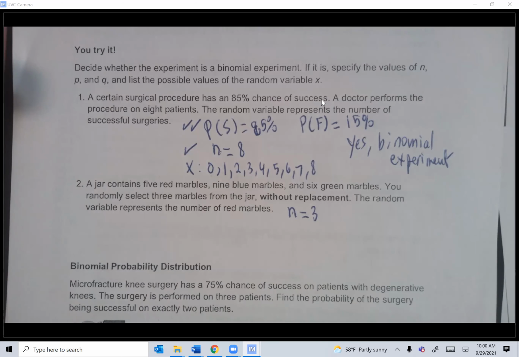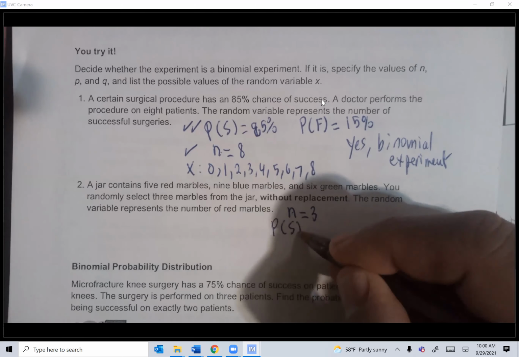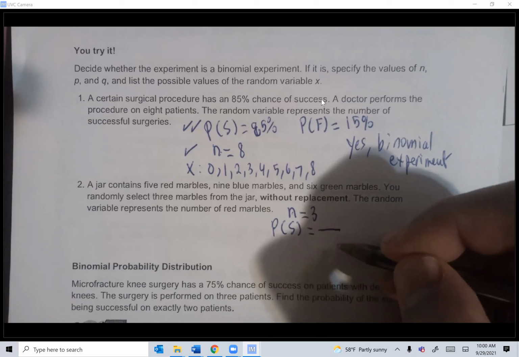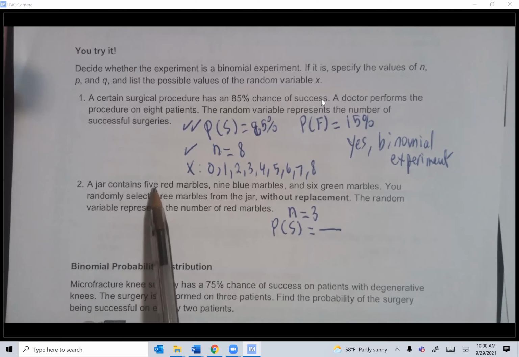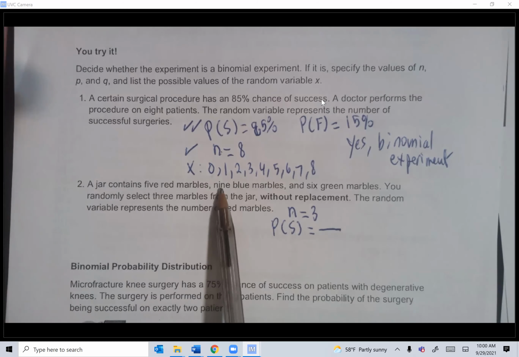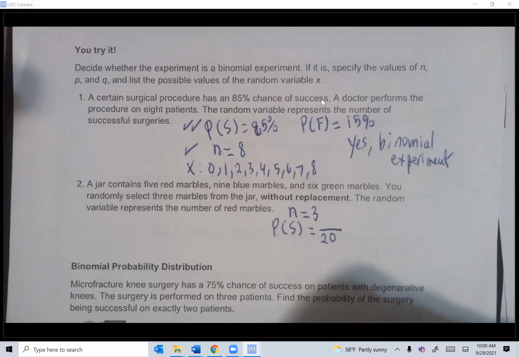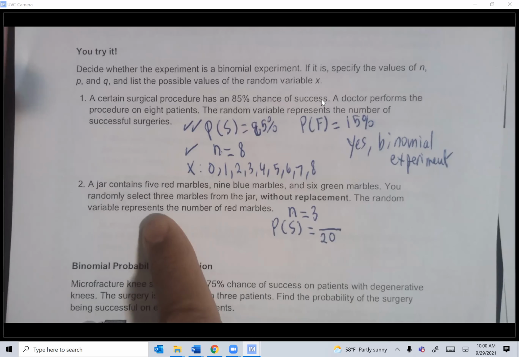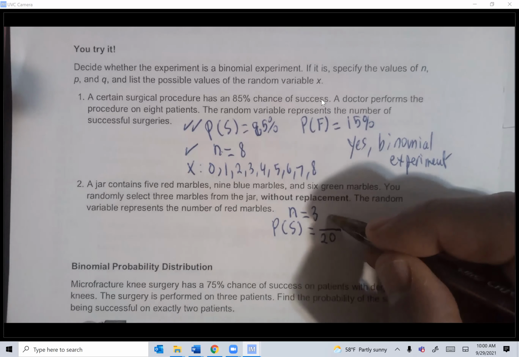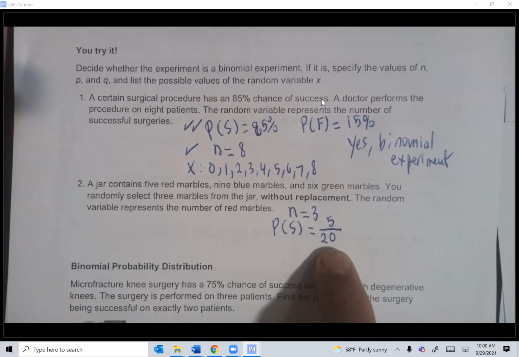What is the probability of success when you pick 1 red marble at the very beginning, the first draw? Let's see how many in total. I have a 5, a 9, that's 14, and a 6, 20. What is the probability of getting a red marble? I have 5 of them, so it will be 5 out of 20. So that's the probability of selecting a red marble at the very beginning.